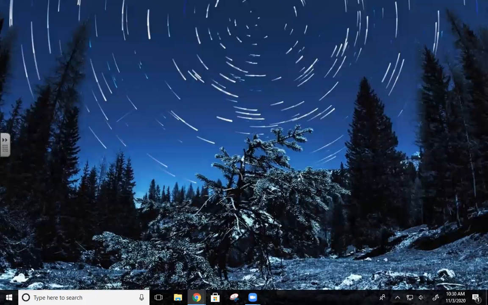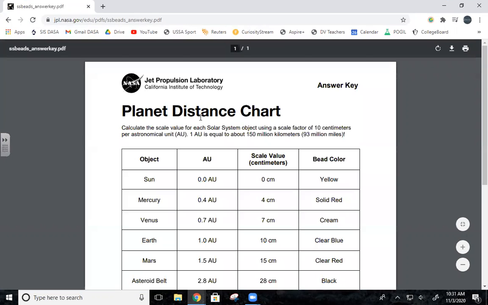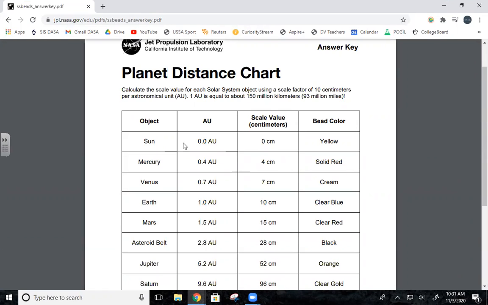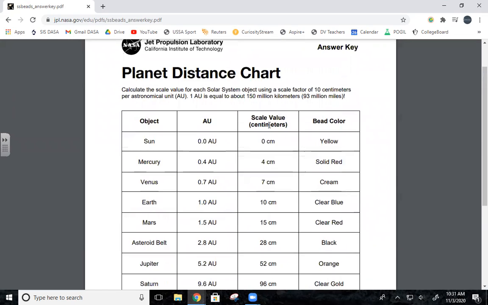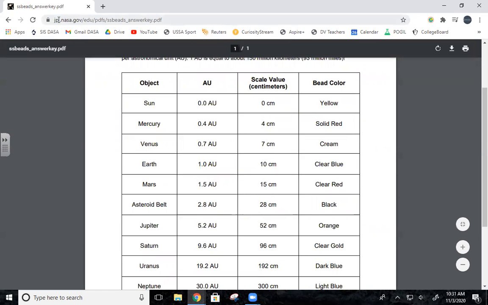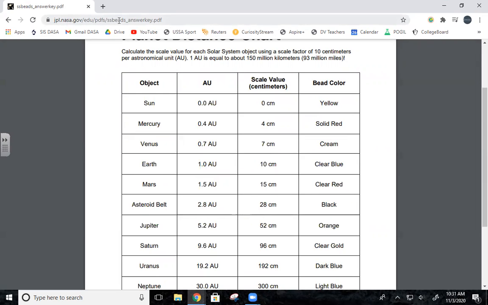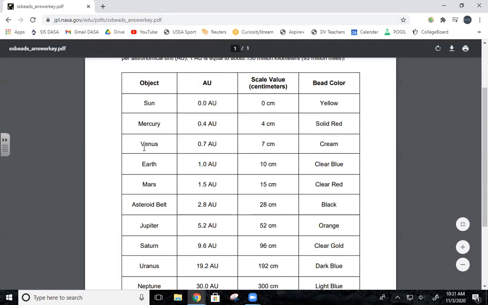So let's look at this little chart here, and this is what I was using earlier when we made our diagram of the distances. You can just throw it away or keep it or whatever you want to do. The sun, obviously, the distance from the sun to the sun is a really great 0 astronomical units. So for those of you who are at home, you can do this little activity. You can use this link, jpl.nasa.gov/edu PDFs, to go check this out.